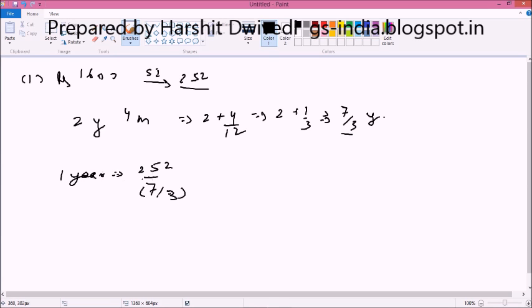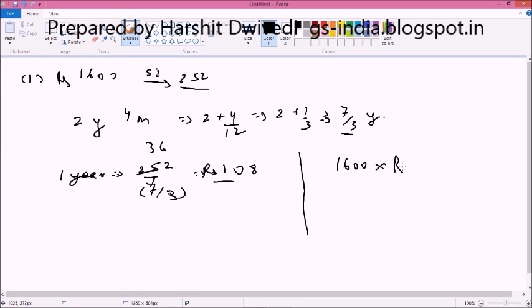Now if we are going to solve this, you will get it as 108. You will cut this 252 by 7, you will get 36, and 36 into 3 will become 108. So 108 rupees is the simple interest in 1 year, and we have to find out the rate of interest per annum. So if 108 is the simple interest in 1 year, then applying the formula, principal is 1600, P into R, we have to find out the rate of interest.